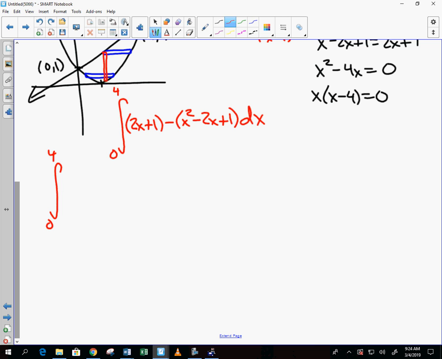I have a negative x squared. I have a 2x minus negative 2x is positive 4x. And I have a 1 minus 1 is 0. So I get negative x squared plus 4x dx. That's super easy, isn't it? Antiderivative of negative x squared. And antiderivative of 4x.